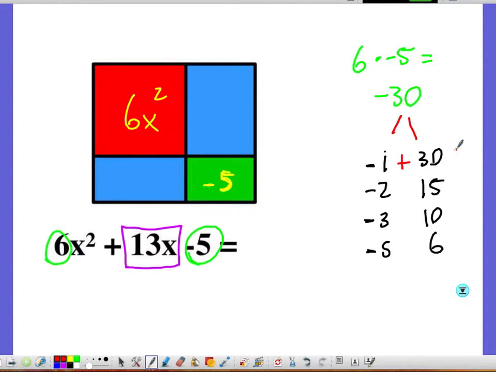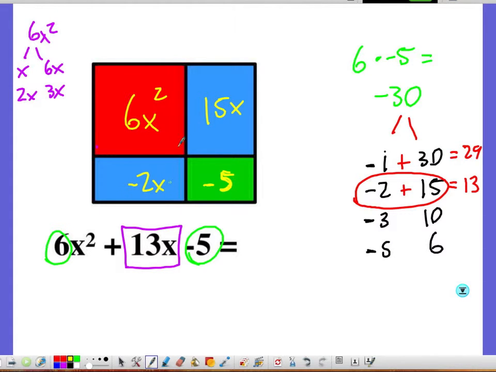This one gives me 29. When I add these together, that gives me 13. Oh, this is going to be the one right here. So now I know how to break them apart. This is going to be negative 2x and then 15x. Negative 2x plus 15x gives me negative 13x.